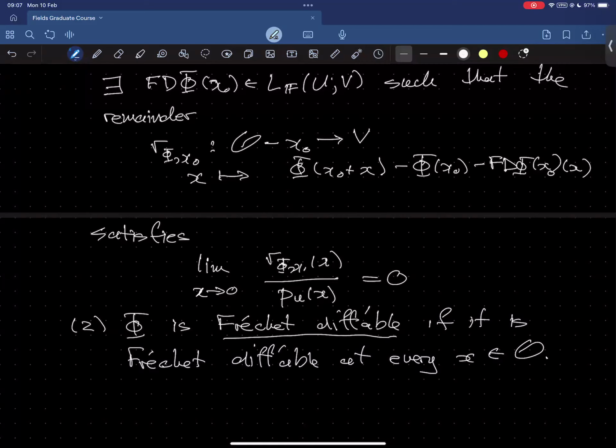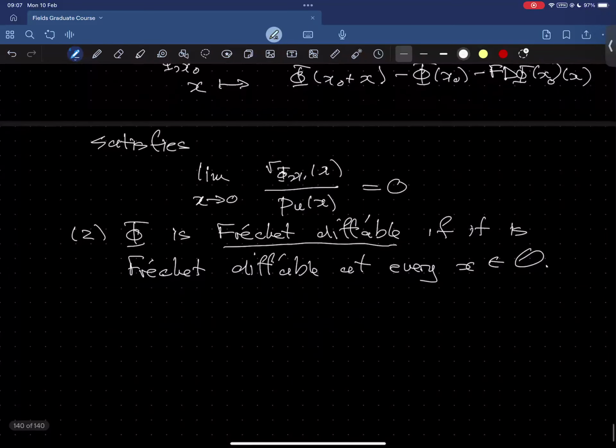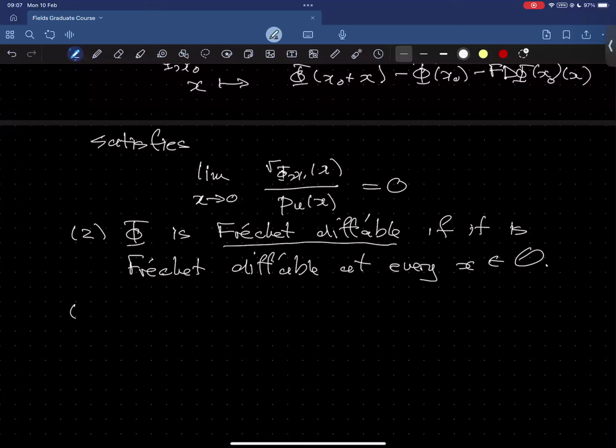Okay, so notice that the derivative here is not a derivative in a direction, as we have talked about for mappings of, say, class C1. Okay. Right, and phi is continuously Frechet differentiable.